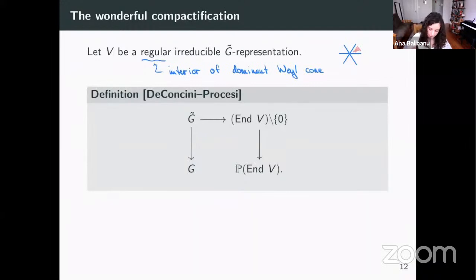And if I do this, I have the following diagram. So the representation map gives me a map from G tilde into non-zero endomorphisms of V. And then on the right, I can quotient by scalars. And on the left, I can quotient by the center.